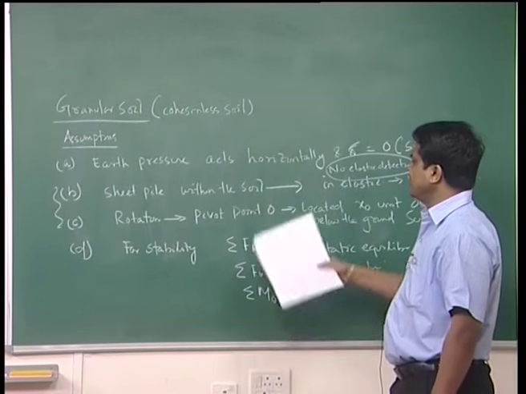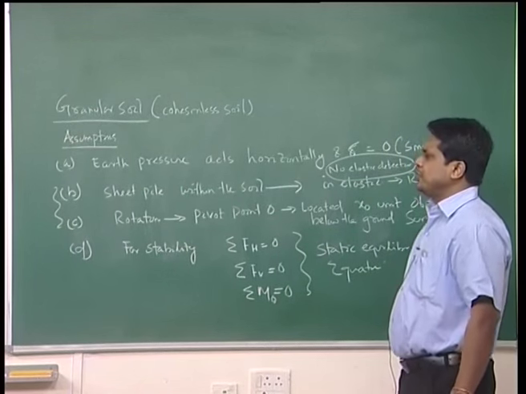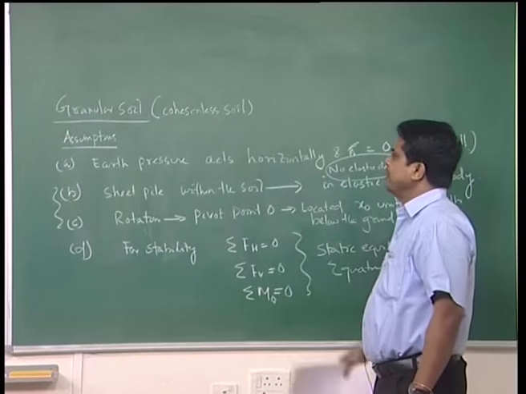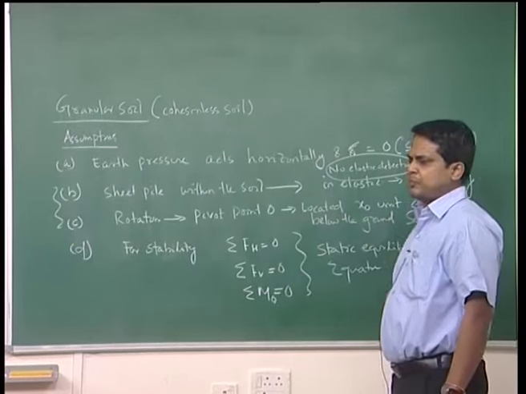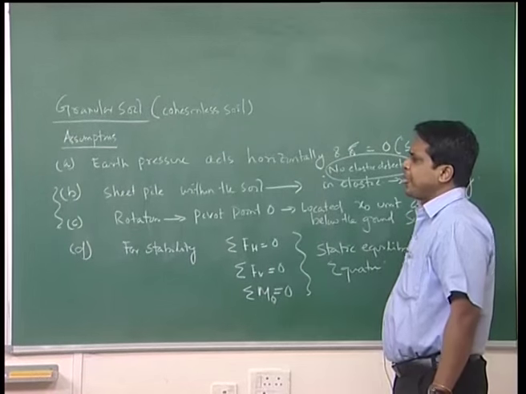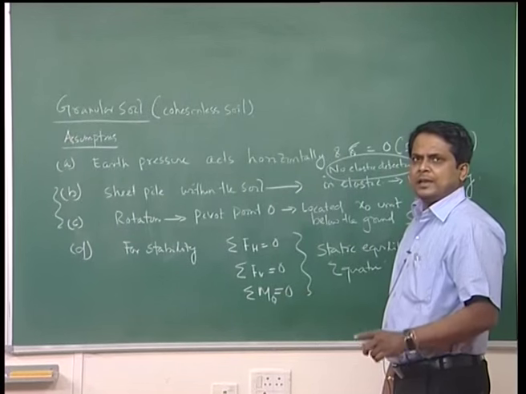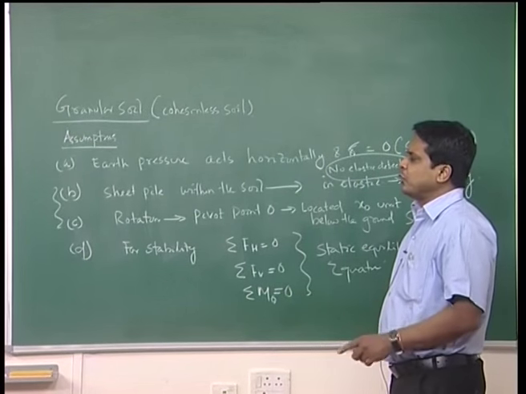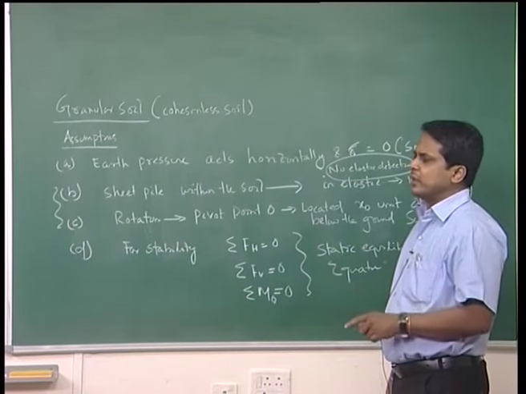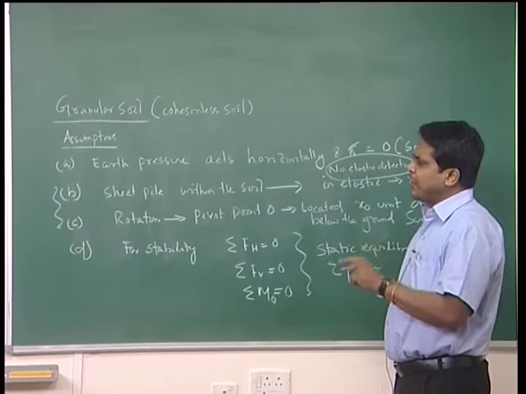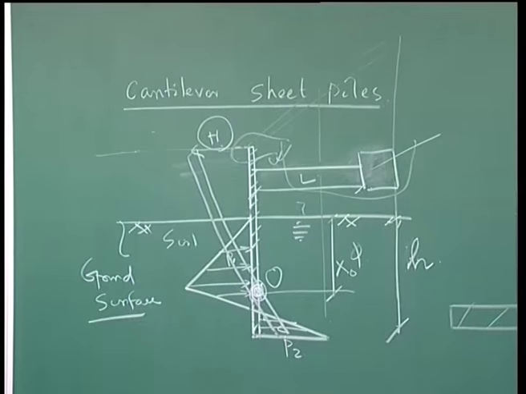Third assumption is that the sheet pile below the soil mass is assumed to be a rigid body for particularly cohesionless soil. Once it is a rigid body, it will not deflect. So what will happen? It will rotate at a point O below the soil. This point of rotation, point O, is called the pivot point.